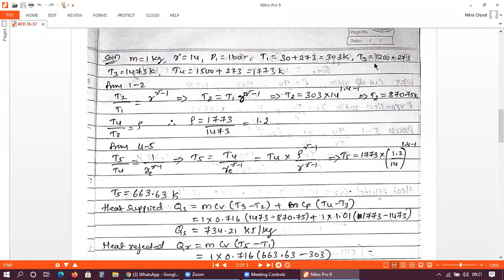So T3 is the temperature at the end of the constant volume process, and T4 is the temperature at the end of the constant pressure process, right? Since it is a dual combustion process, some part of the heat is added at constant volume and some part of the heat is added at constant pressure.